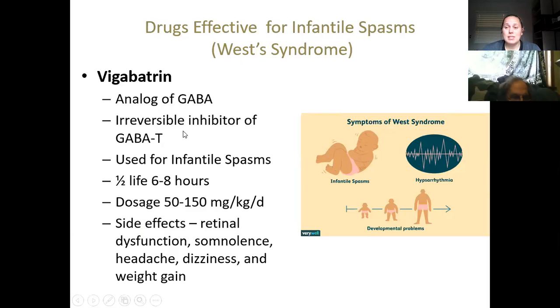So we talked about how GABA-T was an enzyme that essentially broke GABA down in the presynaptic cell to its metabolites. Its half-life is roughly 6 to 8 hours. You can see the general dosage here. What's interesting to note in terms of some of the side effects: retinal dysfunction, somnolence, headaches, dizziness, as well as weight gain. This might be a drug that's prescribed over an extended period of time for these kiddos.